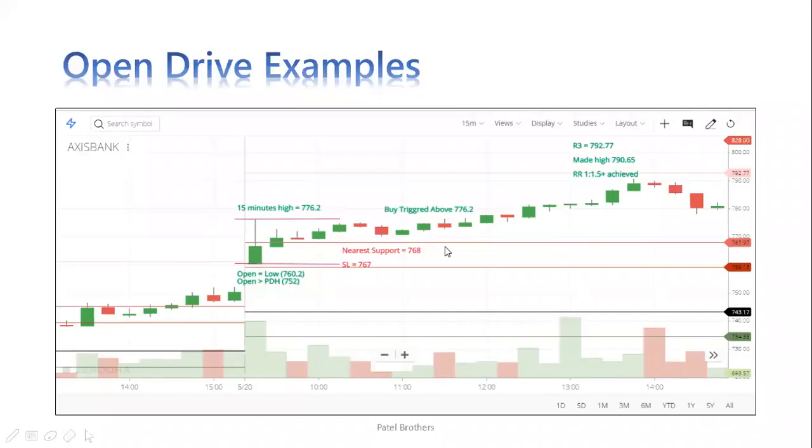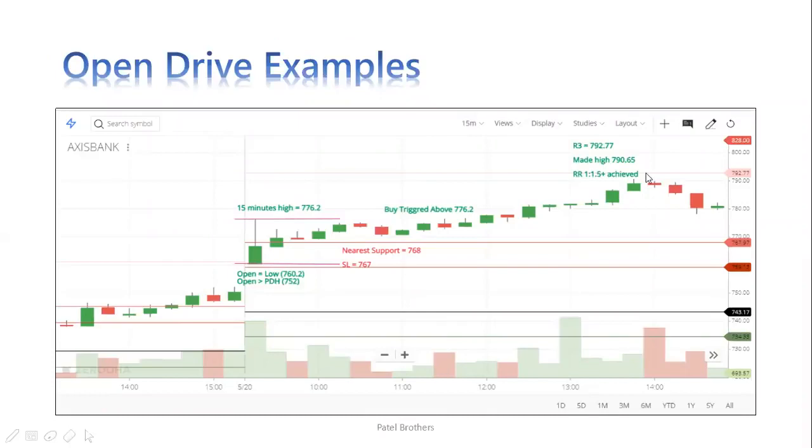So 1 rupee below, which is sufficient, which is 0.25. You can count it as 766.5 as well, it's okay. From there, it has moved into a trending day. It was a perfect trending day. From there, it has not come back. The price was just moving up, moving up, moving up.